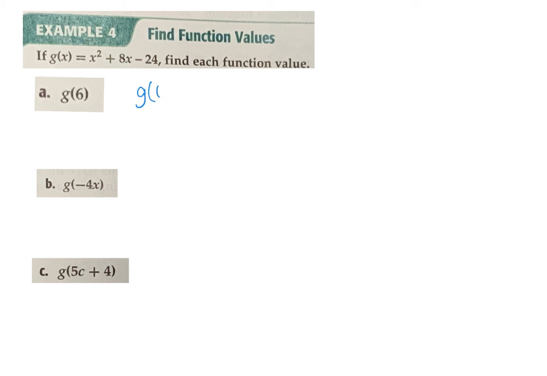So g of 6 is going to equal 6 squared plus 8 times 6 minus 24. And so you're going to get what? 36 plus 48 minus 24. You're going to get 60 there. You're just evaluating. You're just plugging it in.